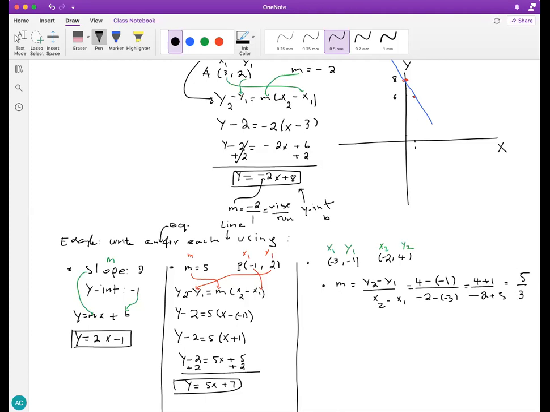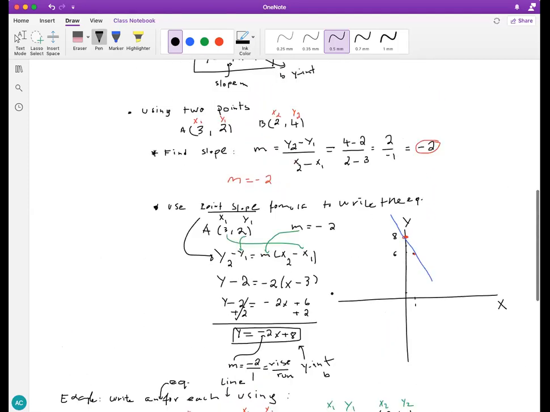So first, you want to find your slope. But we're not done yet. We're looking for an equation. And finding the slope is just one step of it.